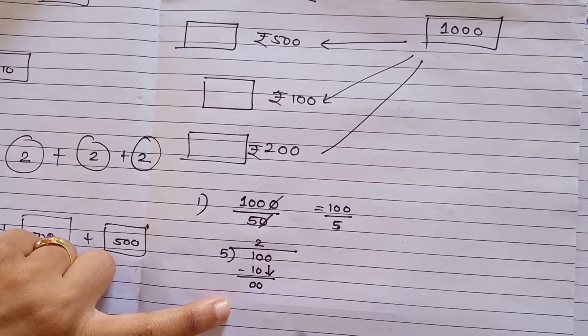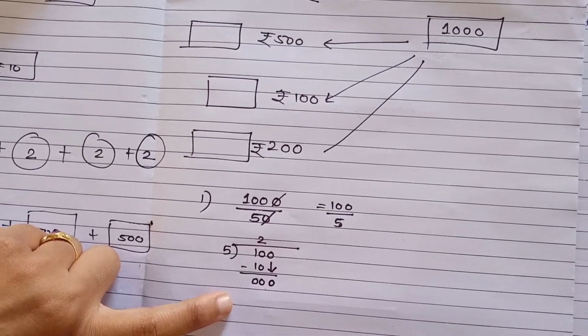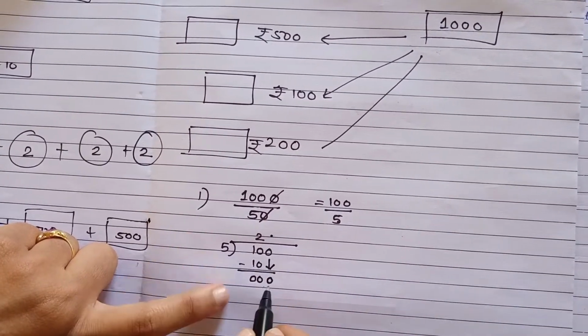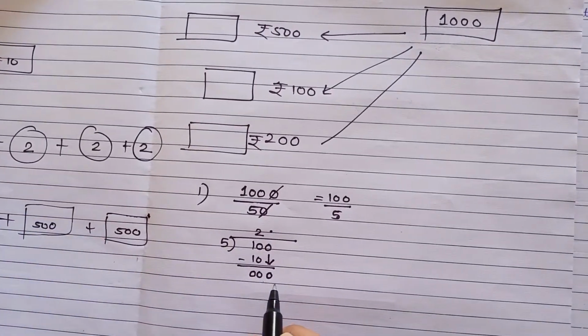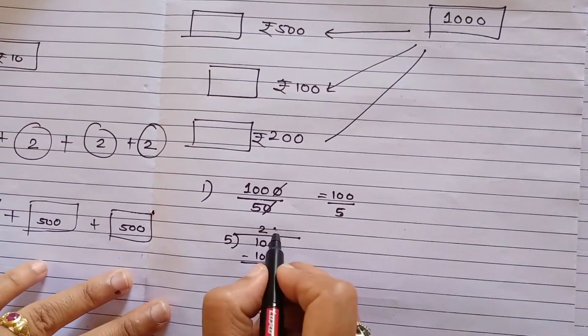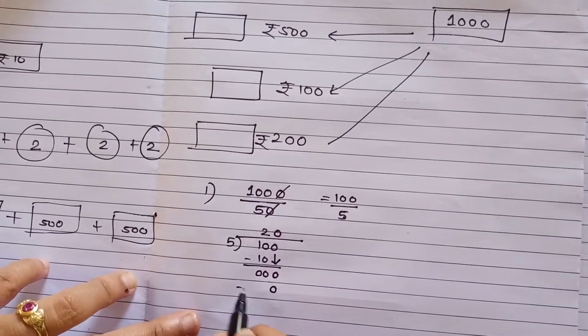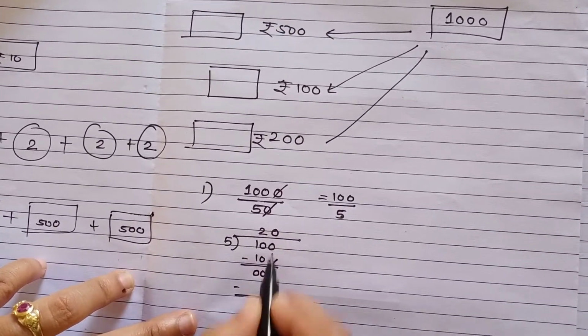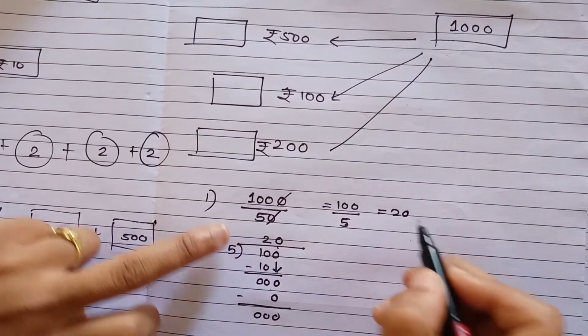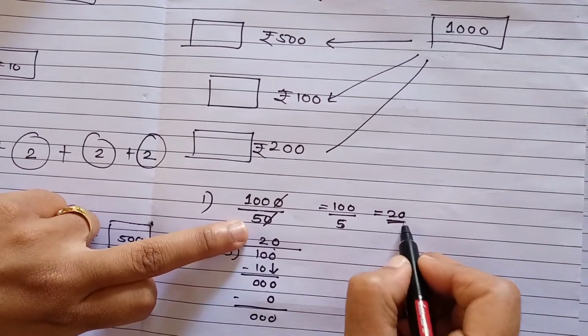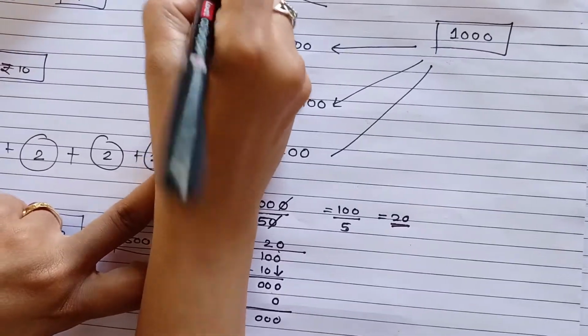This 0 is still present, so I am going to take this 0 down. In 5's table I don't get 0, 0 doesn't occur in 5's table. So 5 zeros are 0. The answer will be 20. So how many notes of 50 do you require? Yes, you require 20 notes of 50.